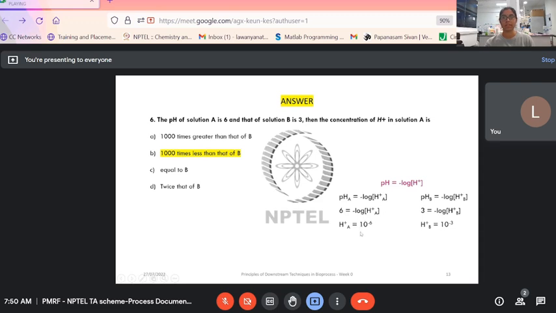Now I'm shifting the log to the other side and raising it to the base of 10. So we have H plus concentration in A is 10 power minus 6 and H plus concentration in B is 10 power minus 3. We know that 10 power minus 6 is 1000 times smaller than 10 power minus 3. Therefore, the H plus concentration of solution A is 1000 times less than that of B. I hope that was clear.